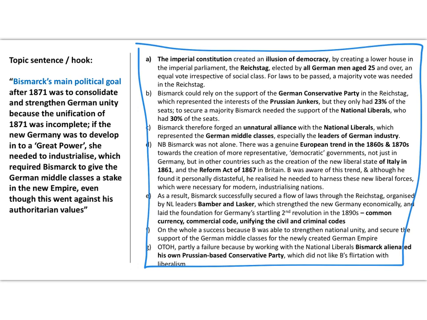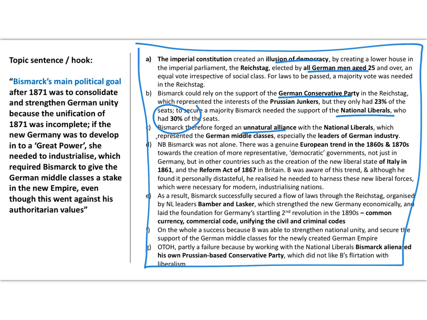So the illusion of democracy, giving all men the vote, and the fact that Bismarck can certainly rely on the German conservatives, but he's got to get the support of the National Liberals because they are the largest party, and they're the party of the middle classes, the leaders of industry. It's an unnatural alliance with the National Liberals. It's against Bismarck's instinctive feelings. He's a Prussian Junker, but nevertheless he's a pragmatist, he's an opportunist, he needs to do that.